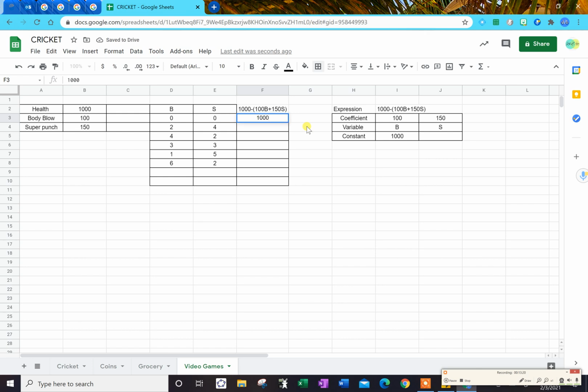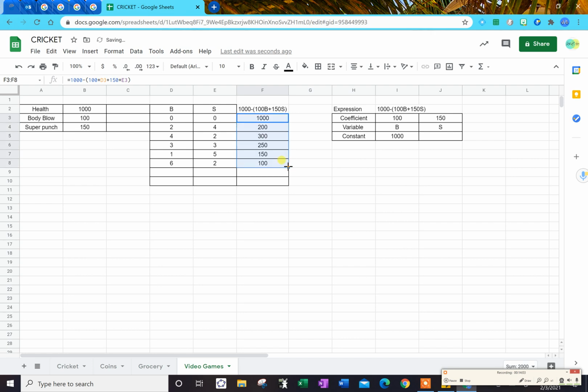I'm going to say 1,000 minus, oh, I didn't press equals, sorry. If your formula doesn't work, it might be because you didn't press equals. 1,000 minus 100 times this cell plus 150 times this cell. And so if you get 0 body blows and 0 super punches, your opponent still has 1,000 points.